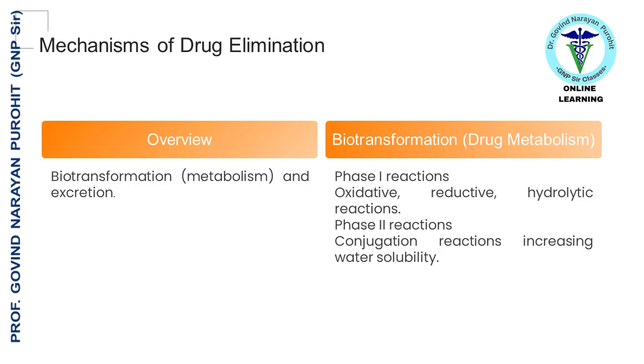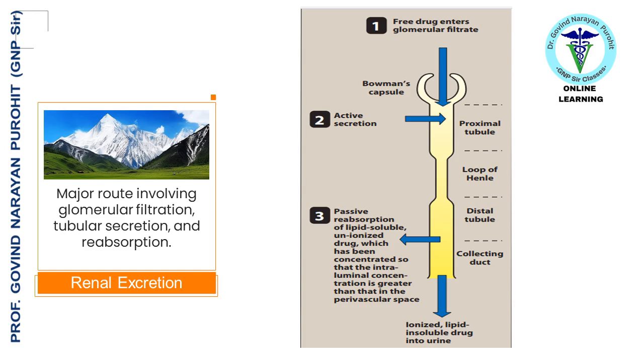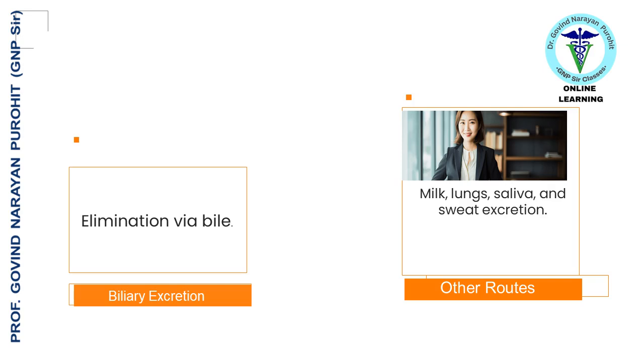Drugs are eliminated from the body by biotransformation, metabolism, and excretion. Drug metabolism includes the phase 1 reactions, including oxidative, reductive, and hydrolytic reactions. The phase 2 reactions include conjugation reactions, increasing water solubility. The major route of elimination is renal excretion through the kidneys, as shown in the picture. Elimination also occurs through the bile, milk, lungs, saliva and sweat secretion.